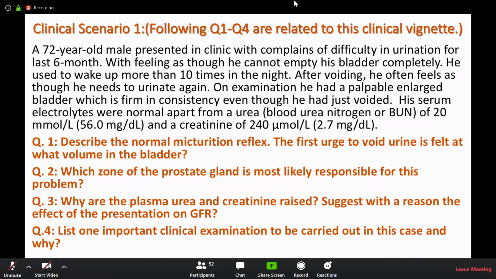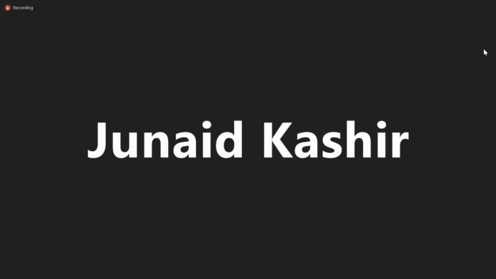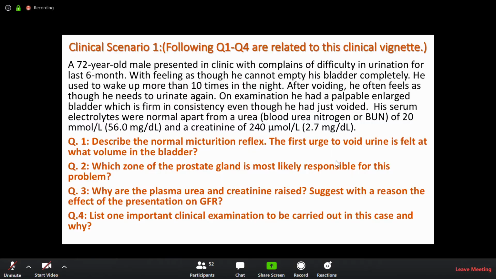Right, okay, so a 72-year-old male presented in clinic with complaints of difficulty in urination for the last 6 months, with feeling as though he cannot empty his bladder completely. He used to wake up more than 10 times in the night, and after voiding, he often feels as though he needs to urinate again. On examination, he had a palpable enlarged bladder, which is firm in consistency, even though he had just voided.